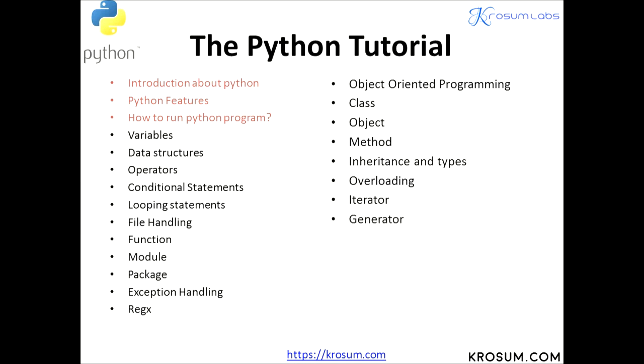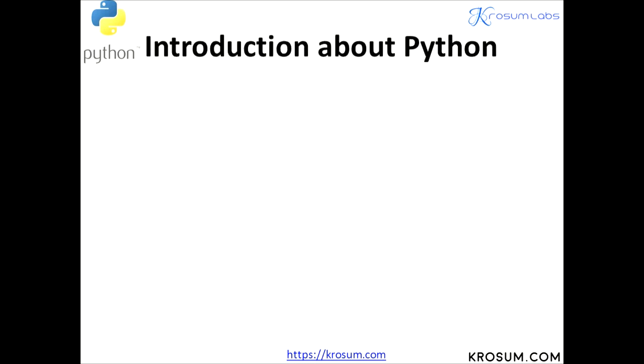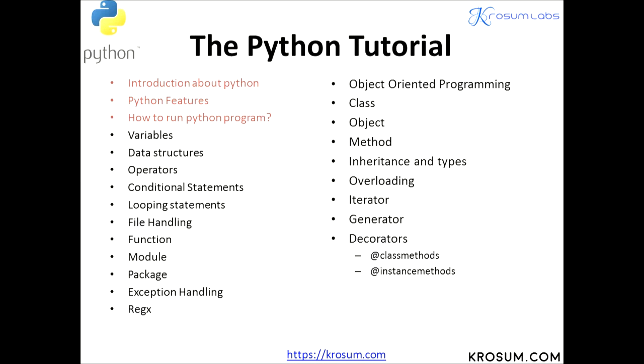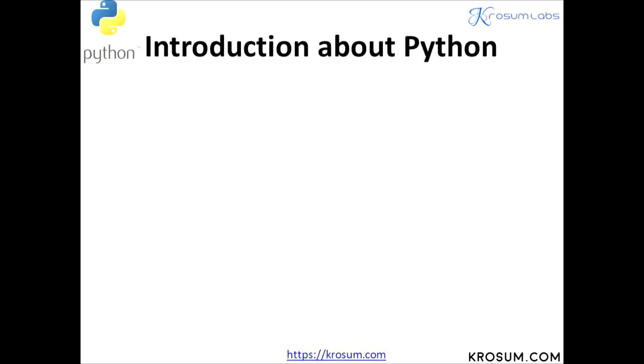An iterator is an object generator. A function that returns an iterator is called a generator. Then the decorator concept, metaprogramming using decorator techniques, and how to use class method and static method, sorry, static method, not instance method. So the above content is all core Python programming concepts.